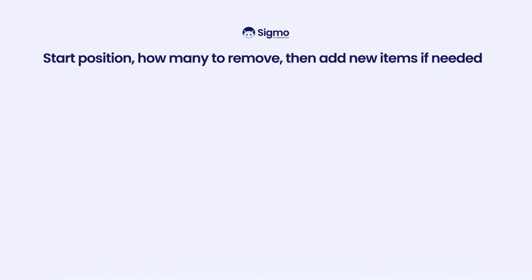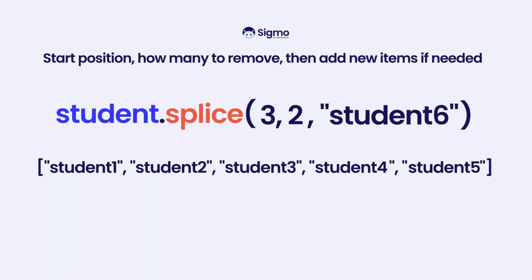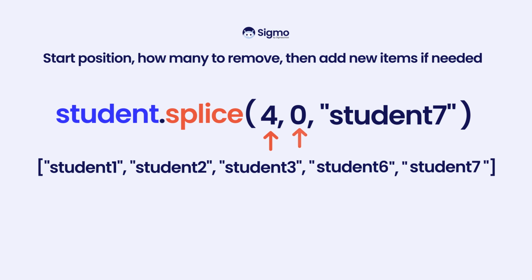So to summarize, Splice lets you edit the original array by removing, replacing, or adding items. Start position first, how many to remove second, then add new items if needed. Edit the list directly. That's the power of Splice.